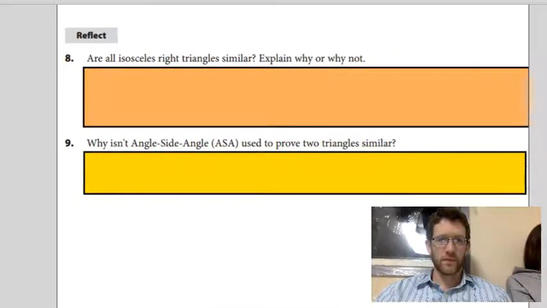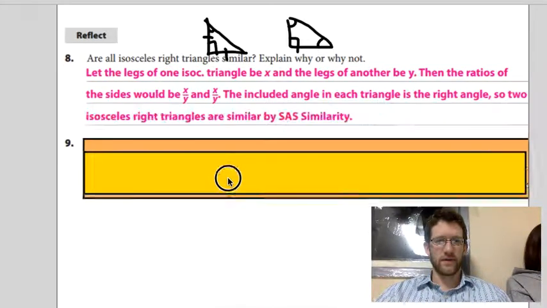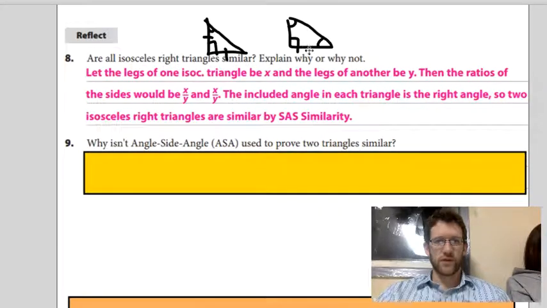Cool. Are all isosceles right triangles similar? So remember, if it's an isosceles right triangle, it has a 90-degree angle, and this side must be congruent to this side. Or another way to think of it is this angle must be congruent to this angle. So are they all similar? Yes, they are. All 90, 45, 45 triangles, therefore, yes, they're all similar.